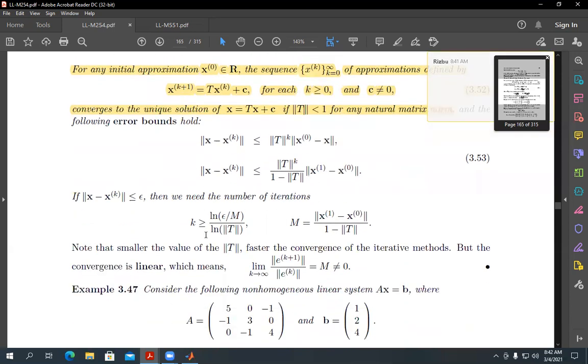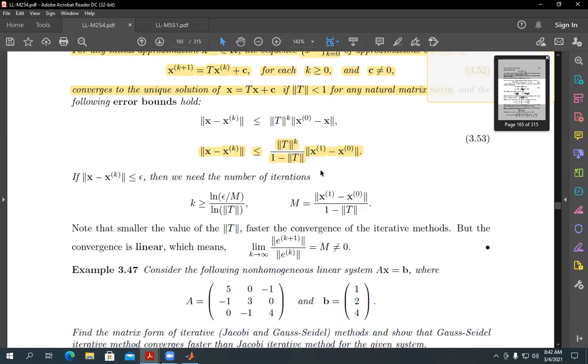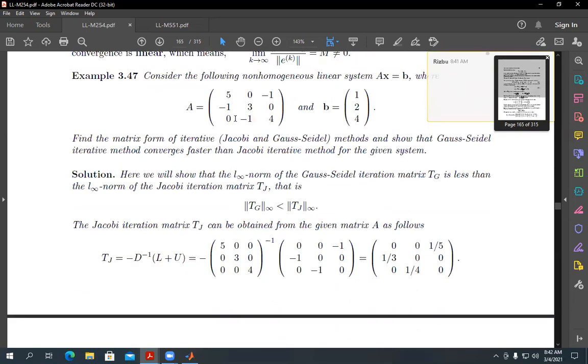And this is the error bound formula of the iterative method, maybe for Jacobi, depending on T, or maybe for Seidel. Sorry, this is the initial approximation, and this is the first approximation we have to find. So these are the two conditions. I gave this example many times in the exam. We do this one, then we continue next time.